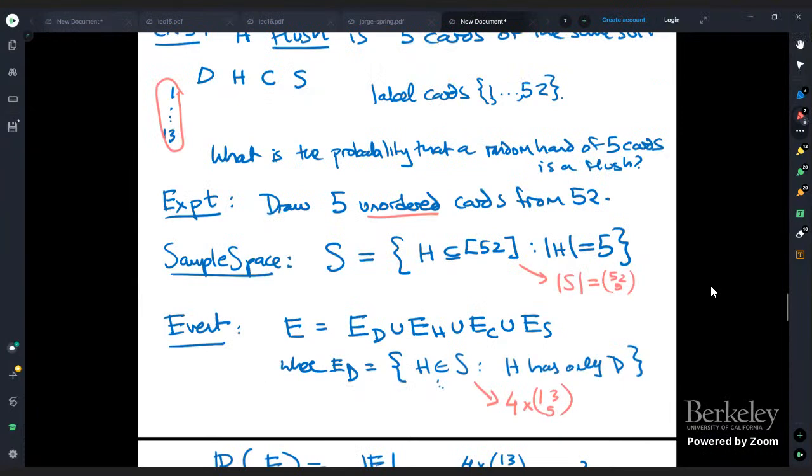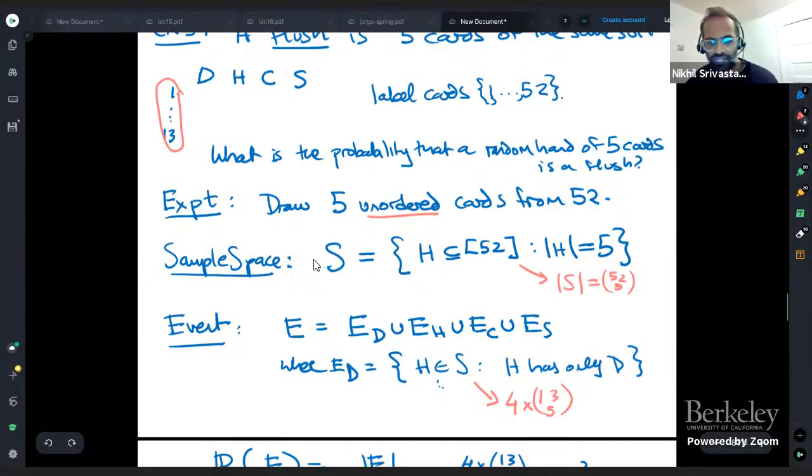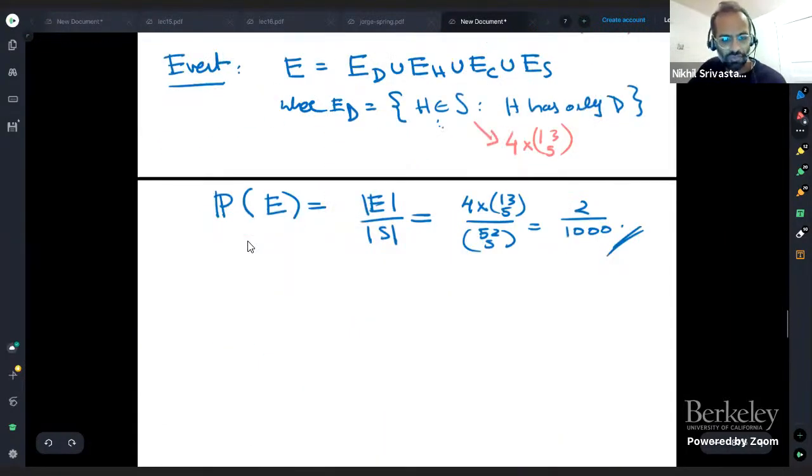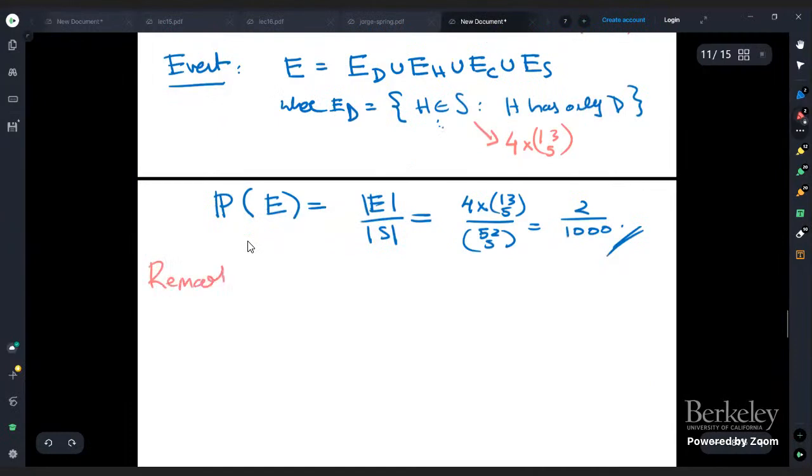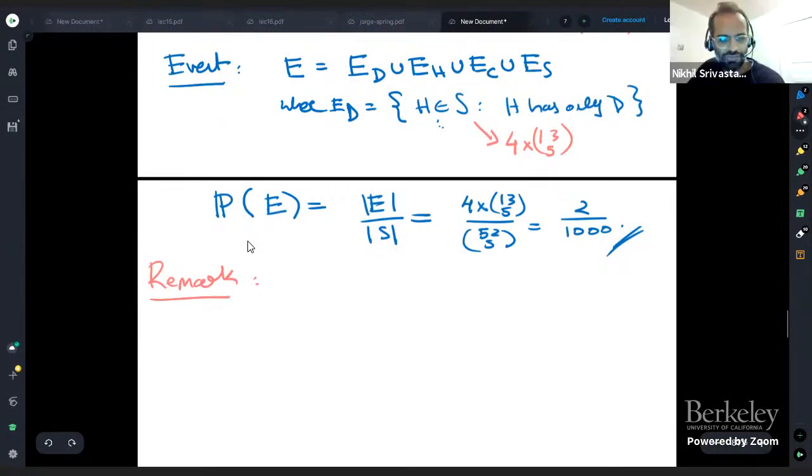So I just wanted to say, originally it can be unordered, but if it's also ordered, then it works too, right? Yeah, we totally consider it works if it's ordered. So remark, this would work if it's ordered. You just have to cancel some 5 factorials.